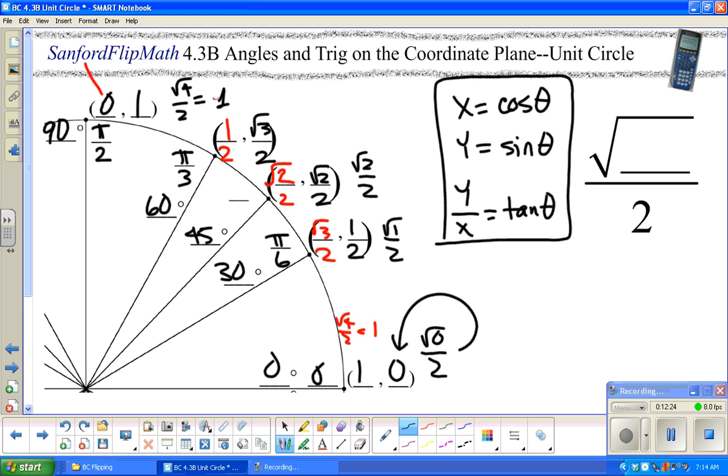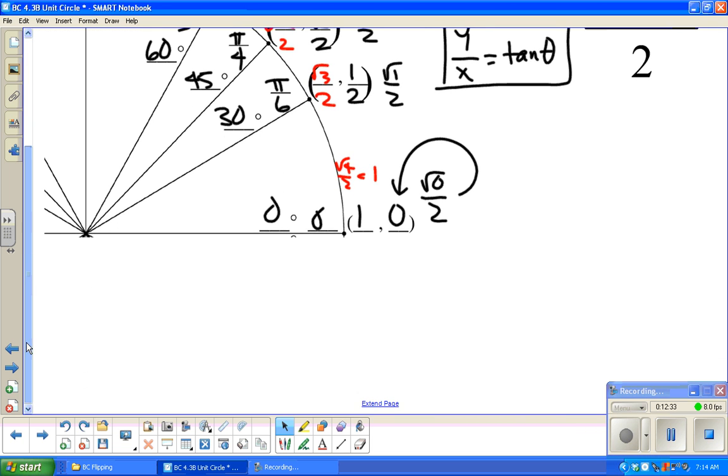45 is half of pi over 2. It's half of 90, so it must be pi over 4. We've just done the whole thing. So how does this help us? Thank you so much for asking.